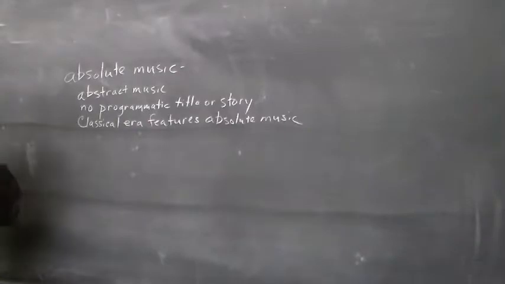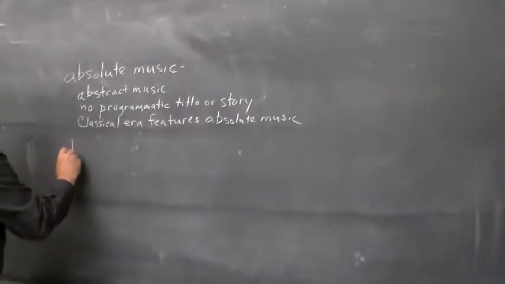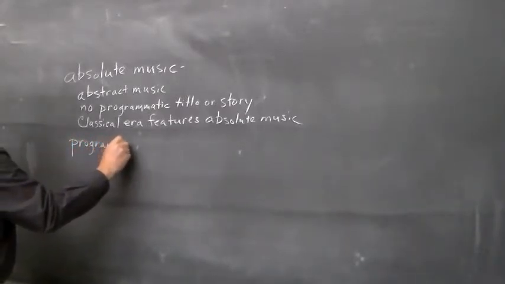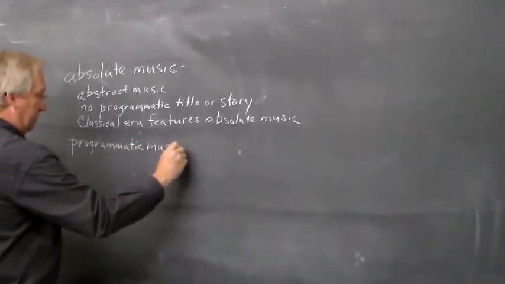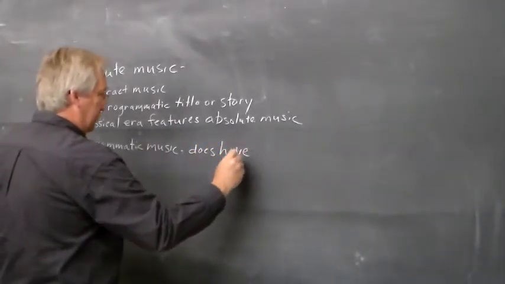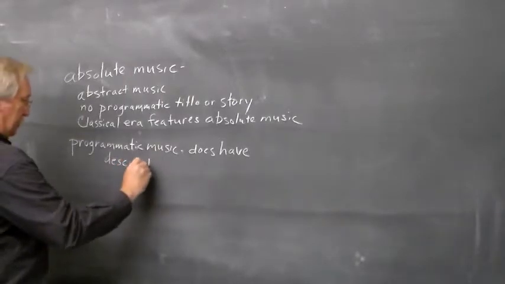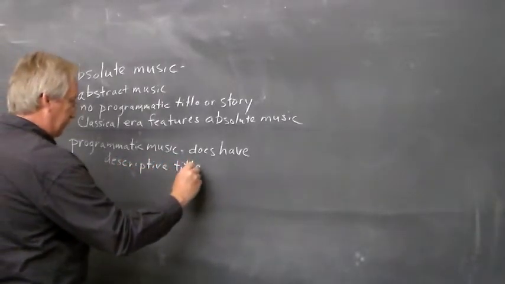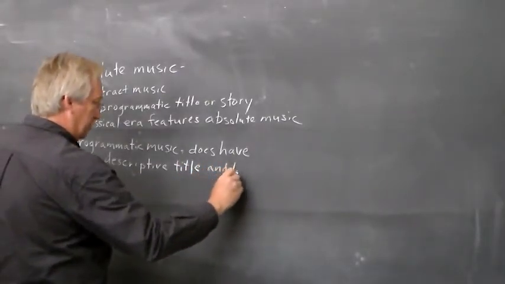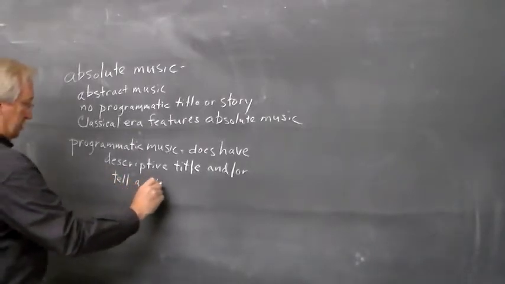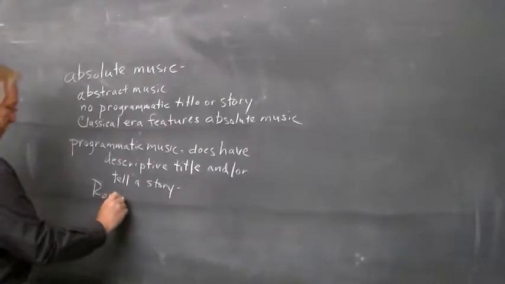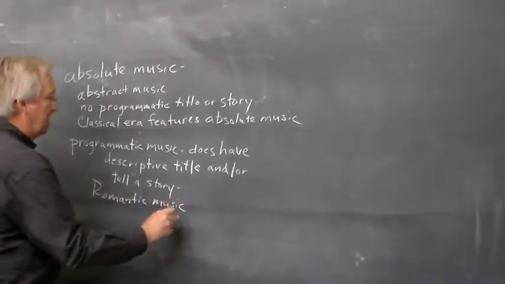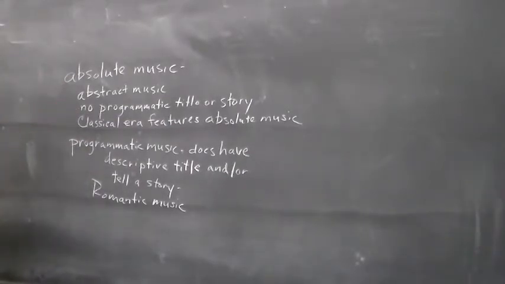So this term is used in opposition to the term programmatic, which refers to music that does have descriptive titles and does tell a story. So in general, absolute music is associated with the classical period, and programmatic music is associated with the romantic period.